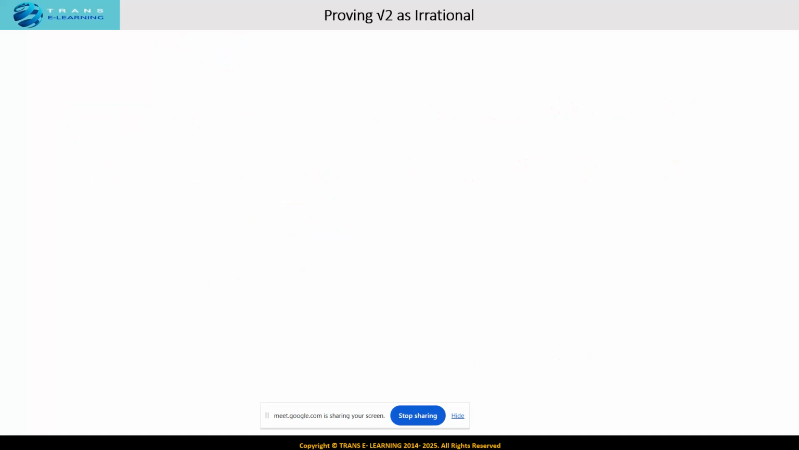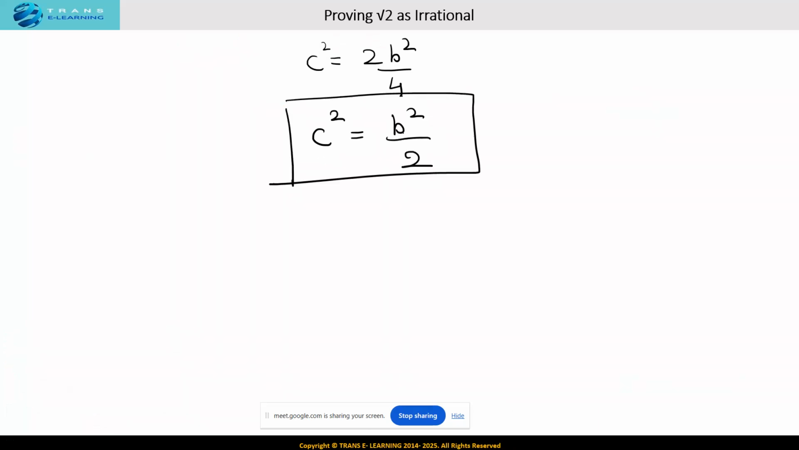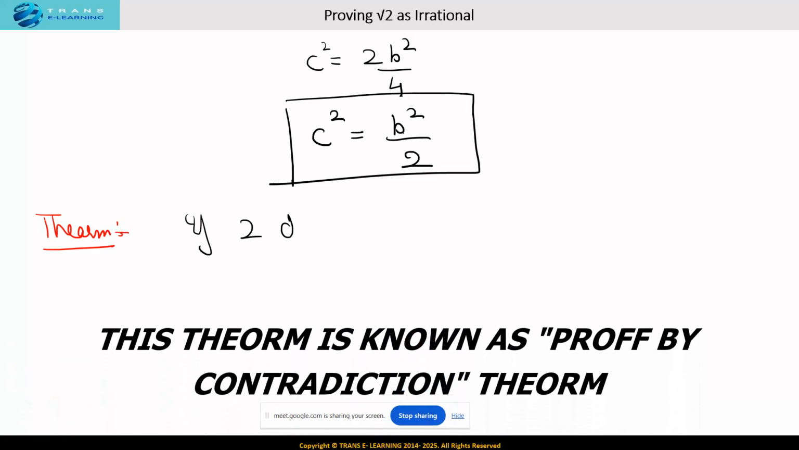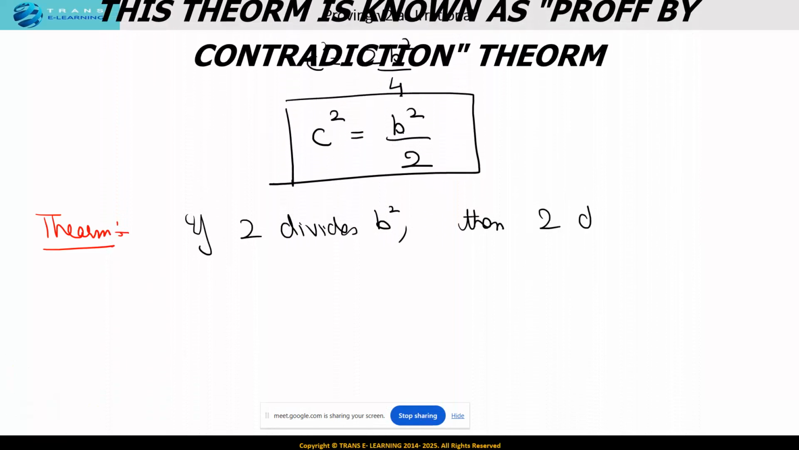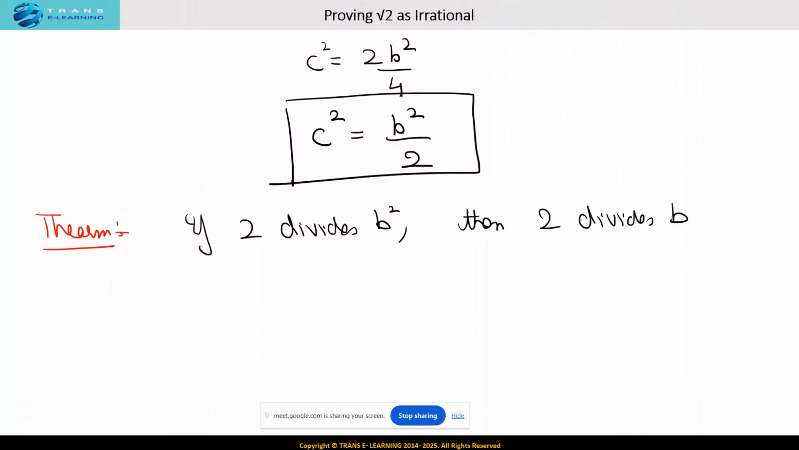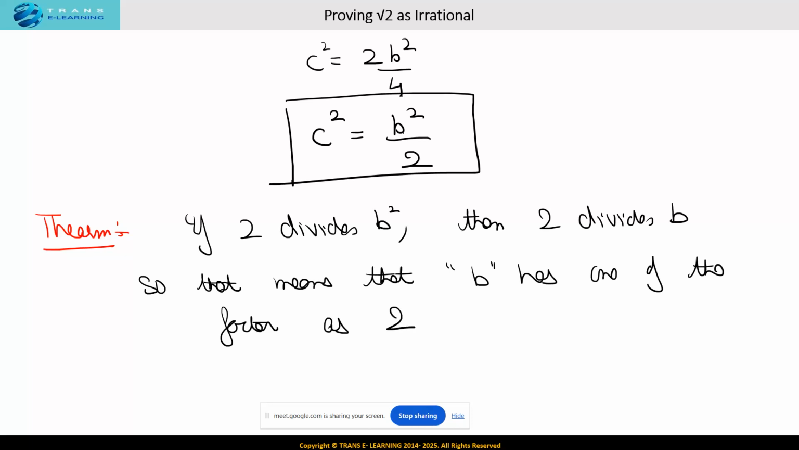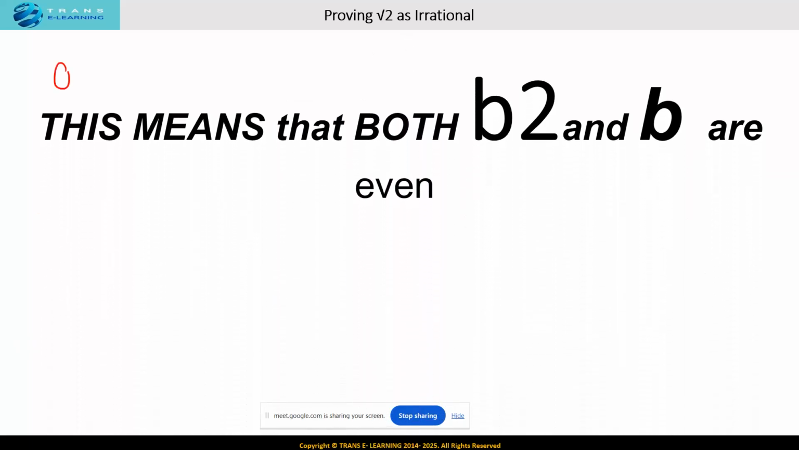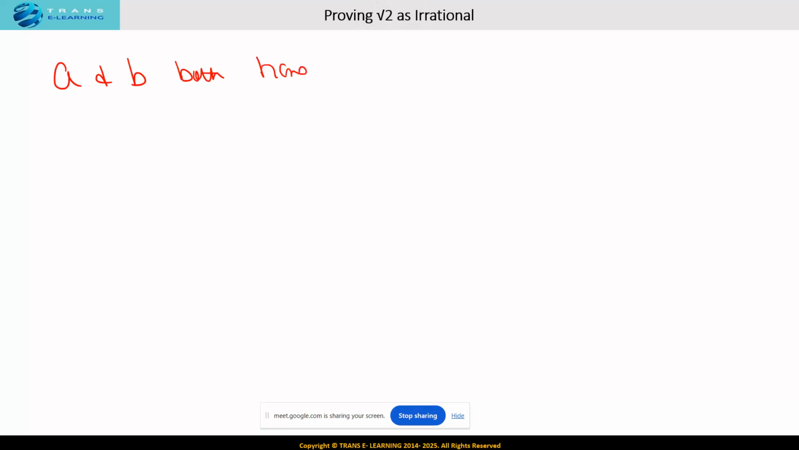Let me explain further. Now I will get c square equals 2b square upon 4, or c square is equal to b square upon 2. This is as per the theorem. The theorem that we did, we can consider here: if 2 divides b square, then 2 divides b, right? So that means b has 2 as one of its factors. So now we can conclude that a and b both have at least 2 as a factor.